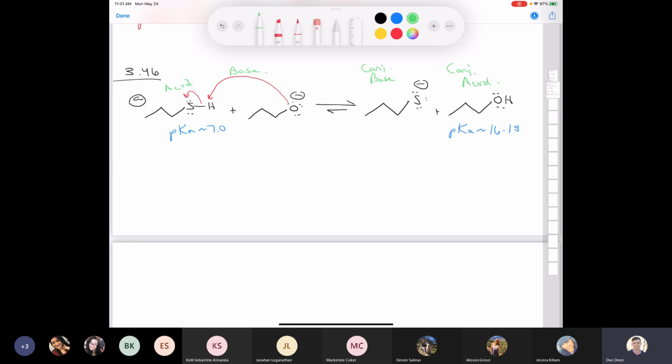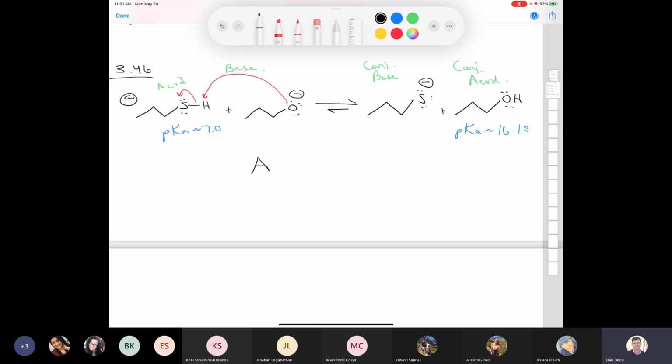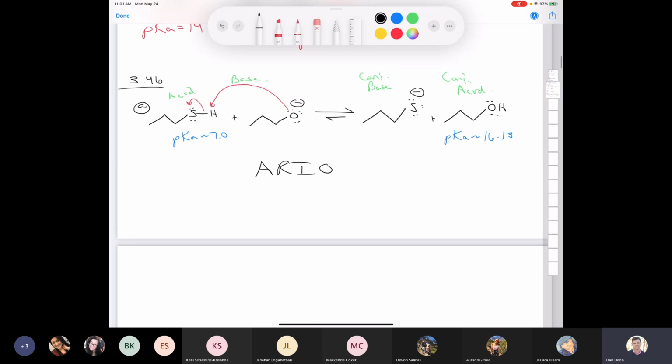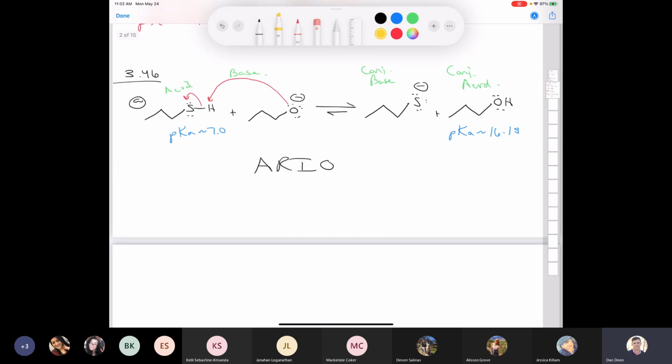You could also use ARIO, right? If you think about ARIO and the atoms with the negative charge, well, we've got the negative charge on an oxygen and the negative charge on the sulfur. We can use atom, because oxygen, it goes oxygen, sulfur, selenium, tellurium, right? And we know that sulfur is bigger than oxygen, therefore it's going to be a more stable base, and therefore the equilibrium is going to lie to the side of the more stable base.